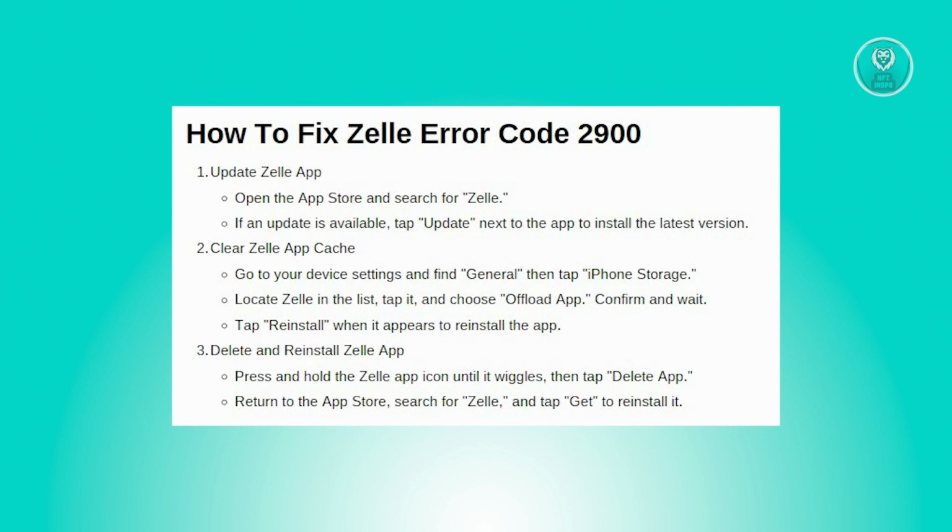One of them is to make sure that you're using the latest version of the Zelle app. Start by ensuring that you have the latest version of the Zelle app. Open the App Store on your device, tap on the search icon located on the bottom right corner, or if you're using an Android device, make sure to click on the very top section or the search bar there.